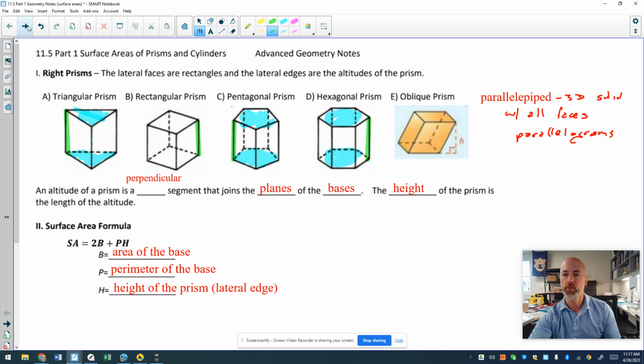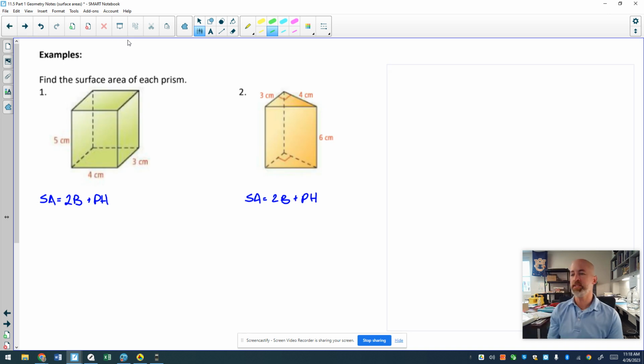All right, so on we go. And let's put this into practice some. So we're going to find the surface areas of these prisms. And I strongly encourage you, until you have these formulas completely committed to memory, to rewrite the generic formula every single time you use it. The more you write it, the more likely you are to remember it.